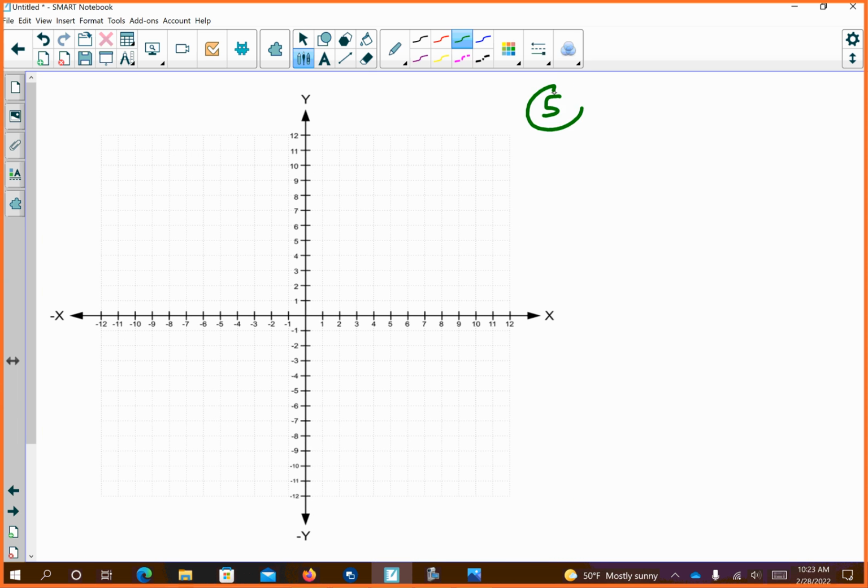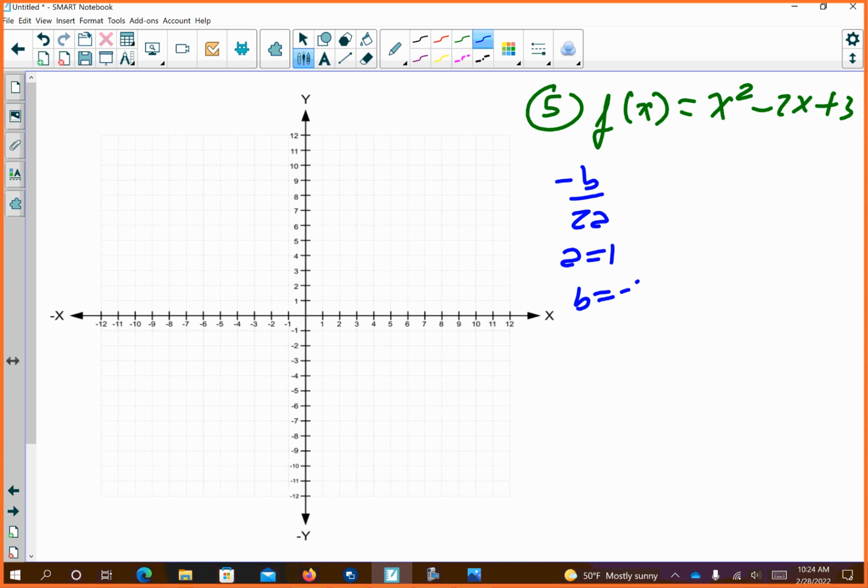So number 5, we have f of x, which is the same thing as y, equals x squared minus 2x plus 3. First thing, negative b over 2a. My a value is 1, my b value is negative 2, my c value is 3. So I get negative 2 over 2 times 1, which is going to be 2 over 2. So I get x equals 1.